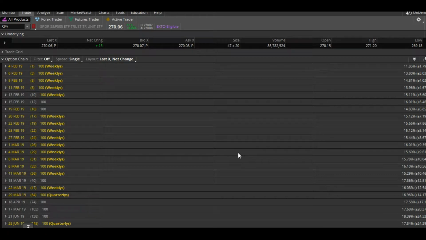Typically, we're going to use this Sunday as an example. Yes, the market isn't open. We're just going to call it February 3rd, so we'll look at the February 4th options. Typically, when I day trade, I'm looking for the next closest day to the expiration.